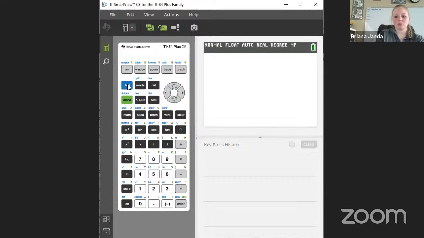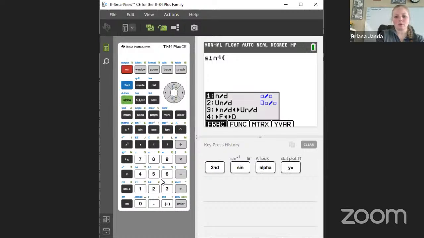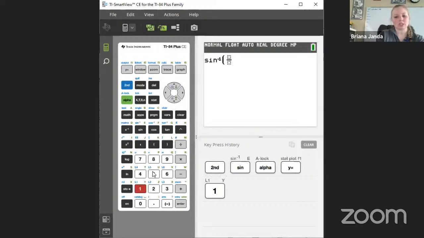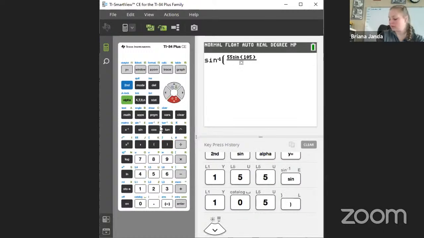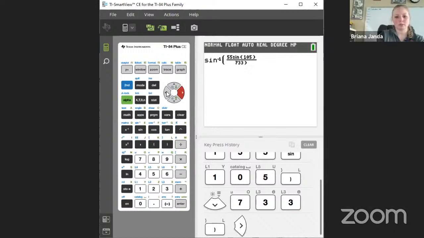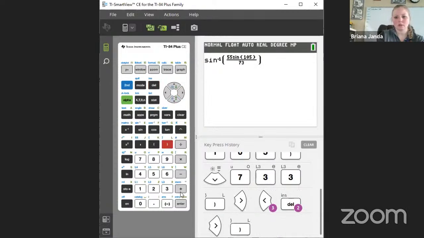All right, so to do this, we're going to hit second sine to get that inverse sine. And my calculator is the nice one where I can hit alpha y equals and insert a fraction at this point so that I can just type this all in at one time. And it was 55 sine of 105 over 73. Oops. Got a couple extra numbers in there. And I'll hit enter.